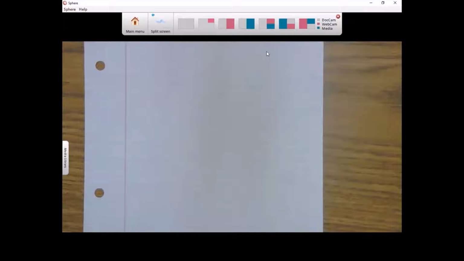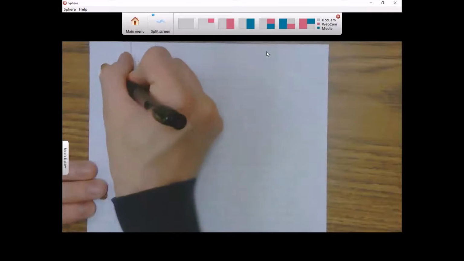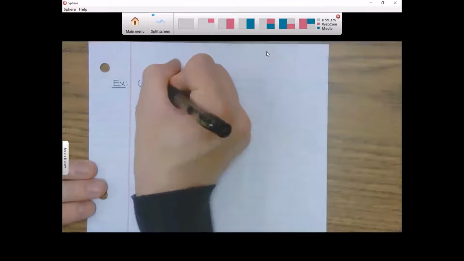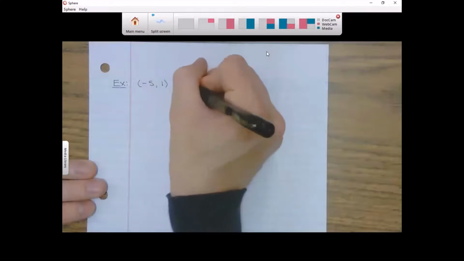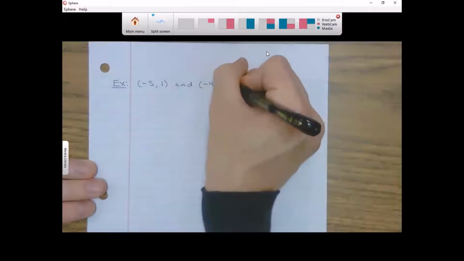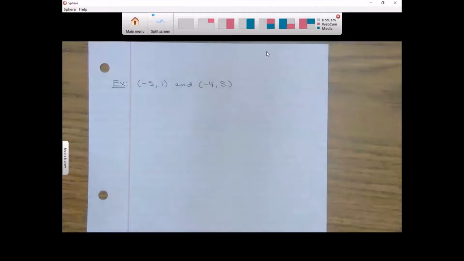Now the next example I want to do, they give me 2 points, just like the last problem. They're going to give me -5, 1 and -4, 5. So they give me these 2 points.